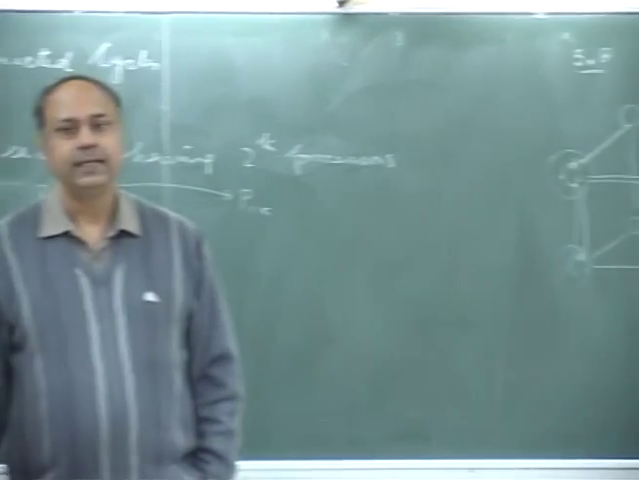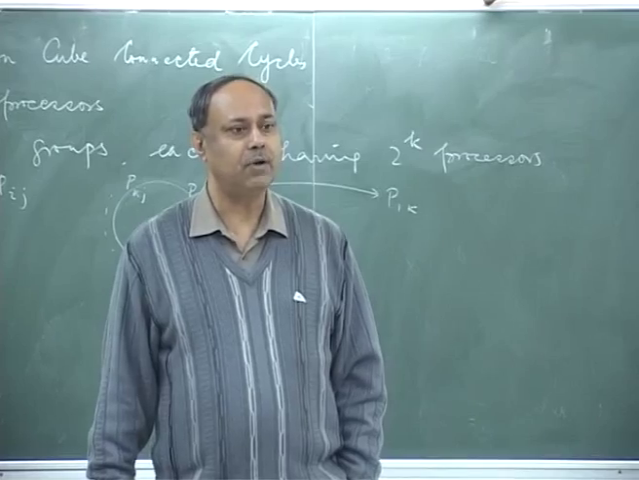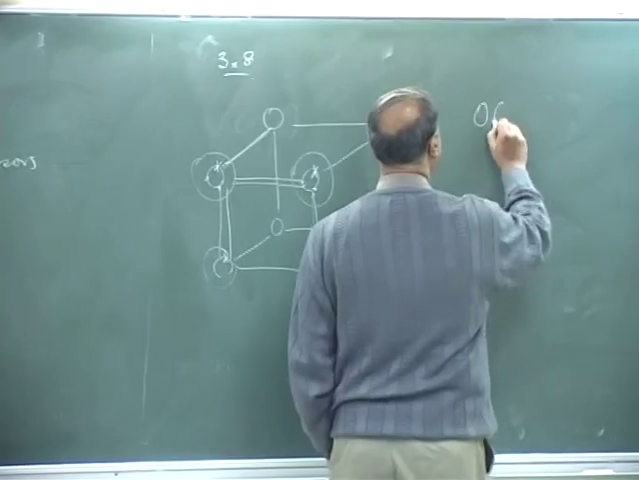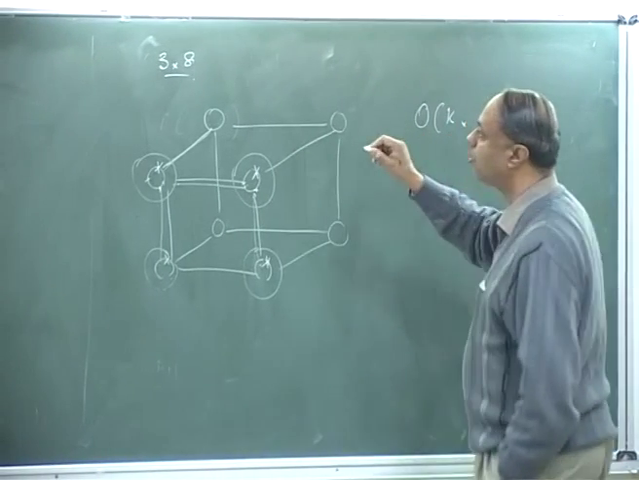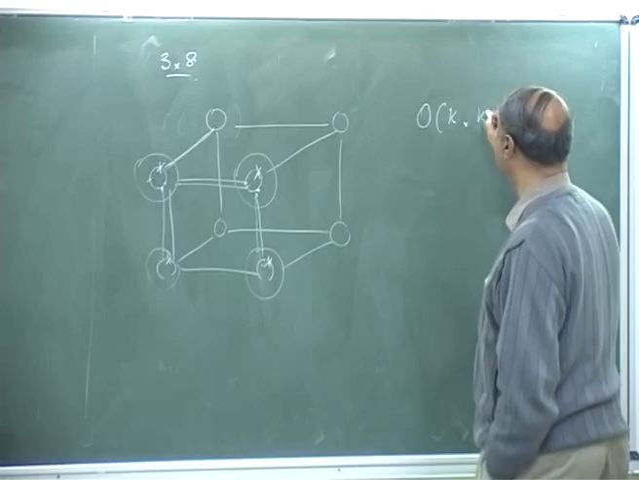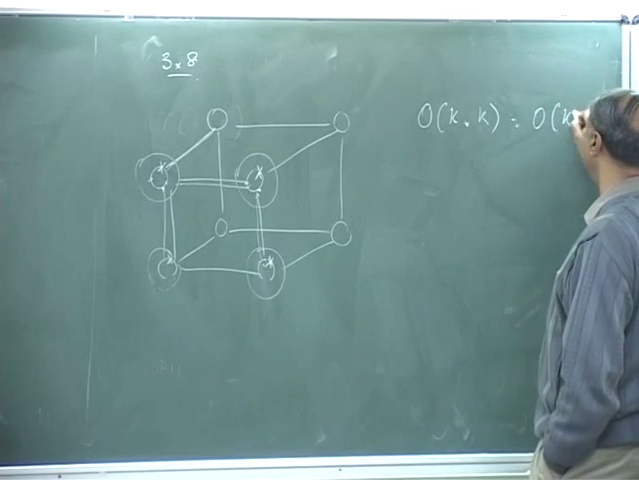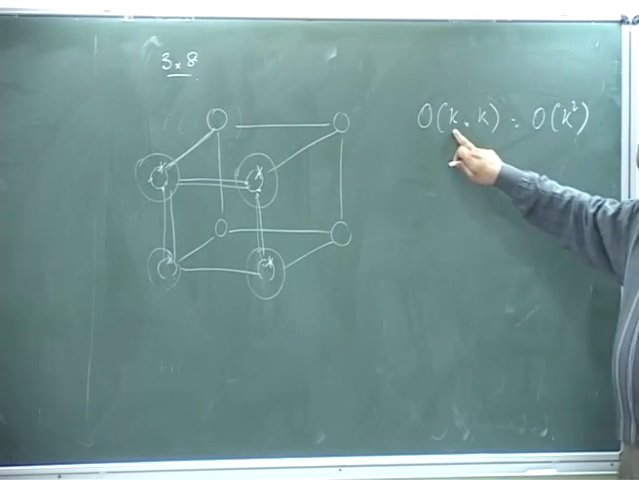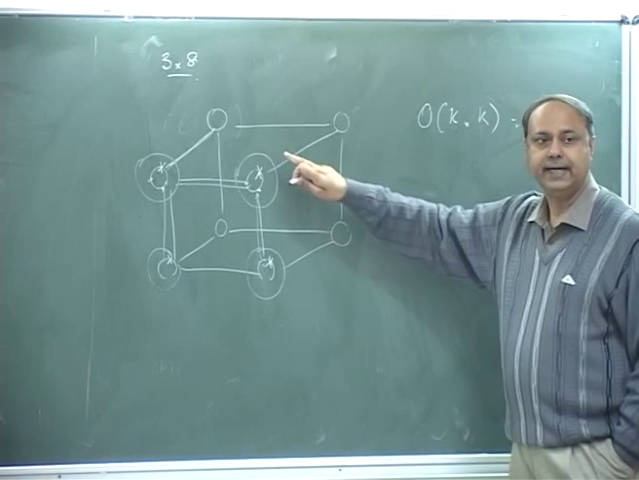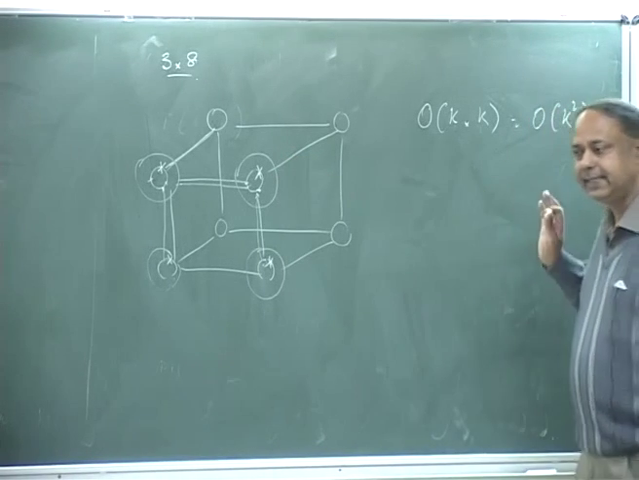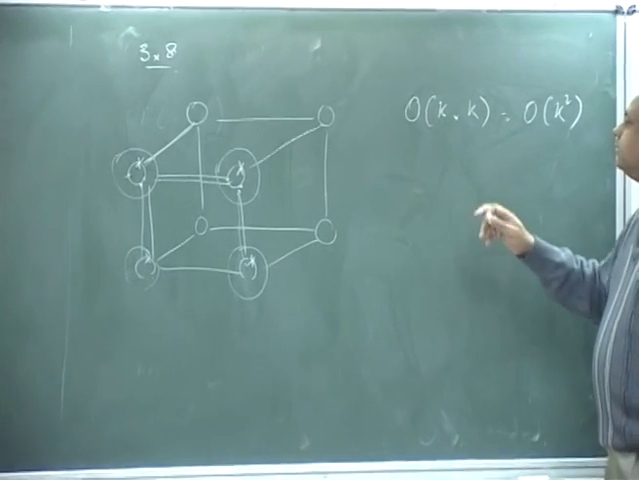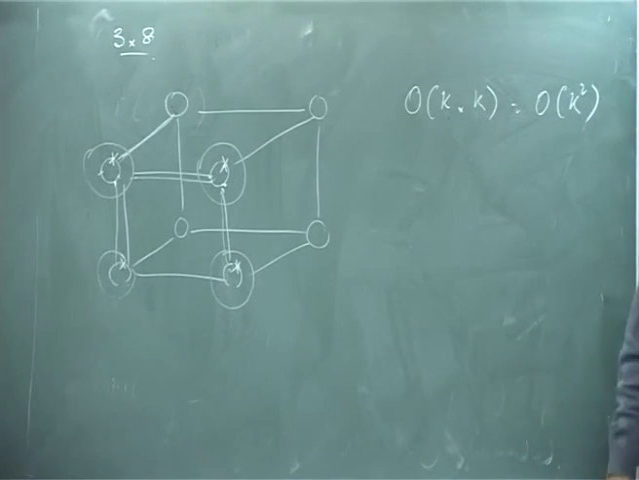Order k log n times, log k times. Right? So order k into log of 2 to the power k, which is k. So it is order k square time. Is it okay? This first k is for adding using the cycle, and then collapsing will be done k times, because 2 to the power k processors, so it is order k square time. Right?